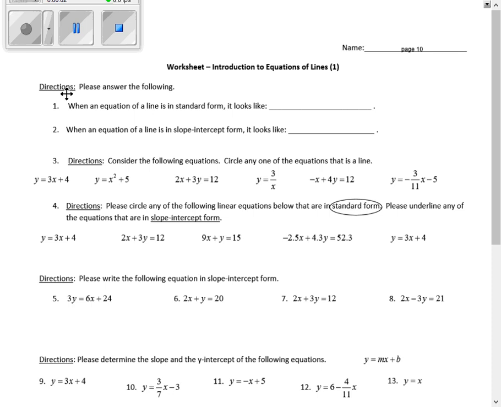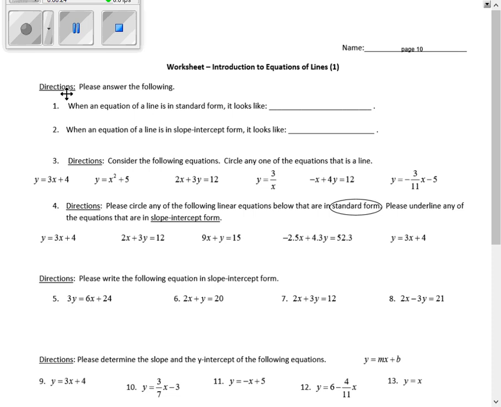Hello, and I'm on page 10, and you are writing what I'm writing. This will be a direct instruction lesson on basic information with regard to lines, hence it's called Introduction to Equations of Lines.